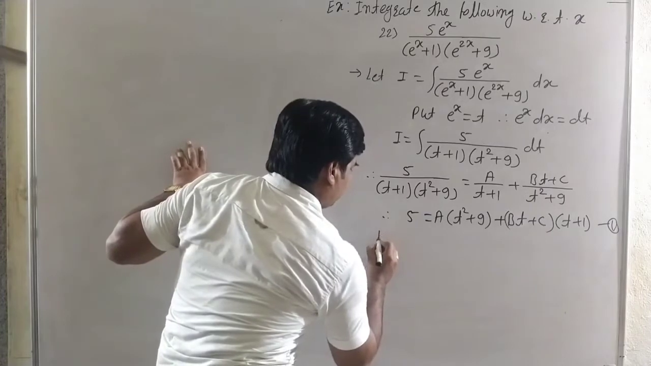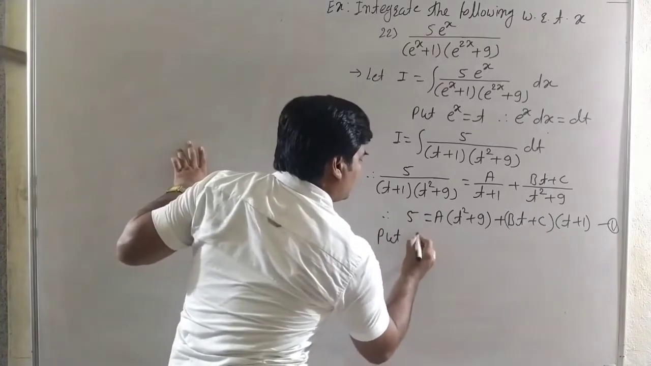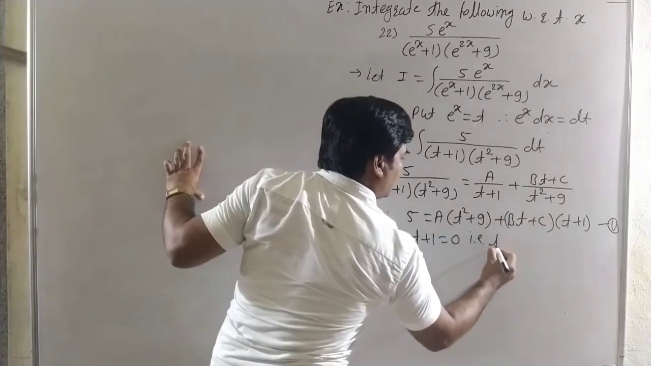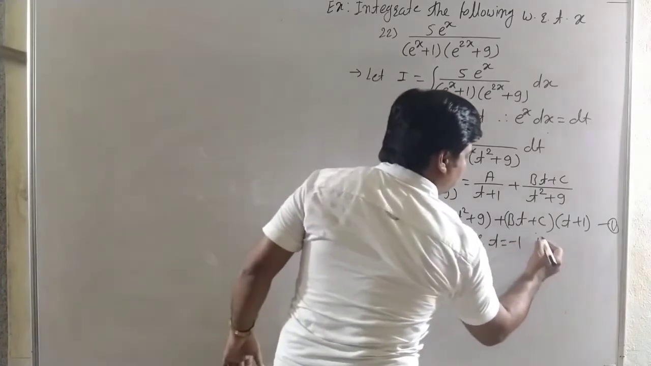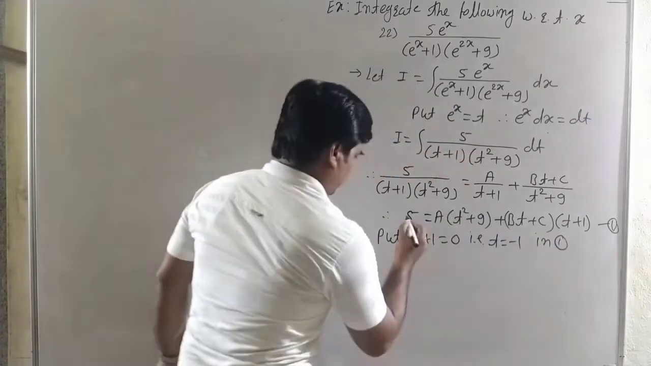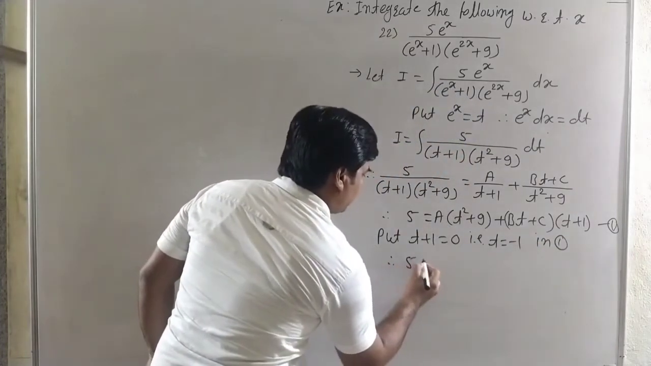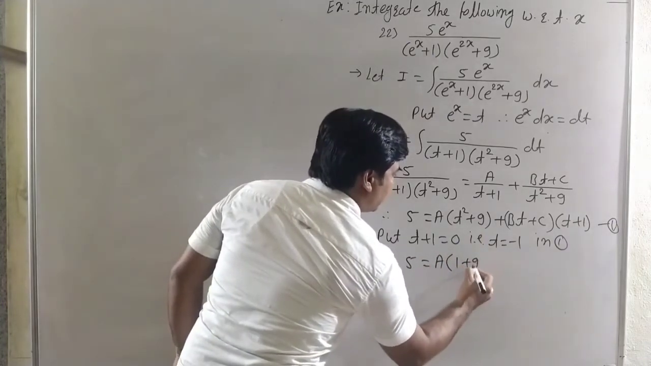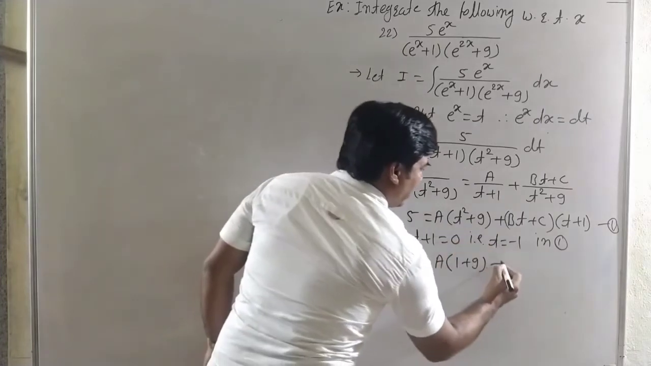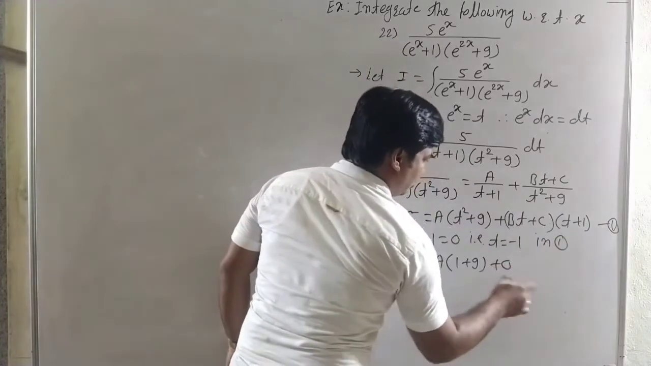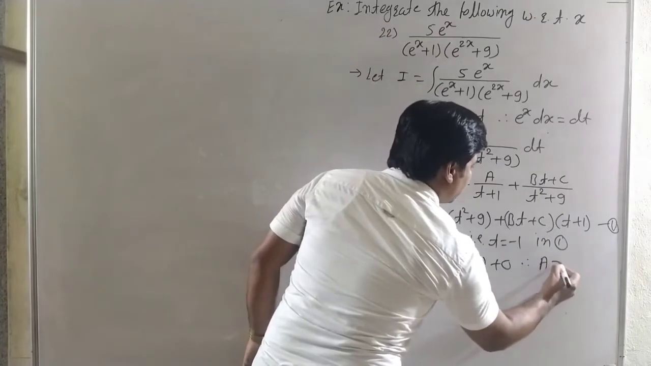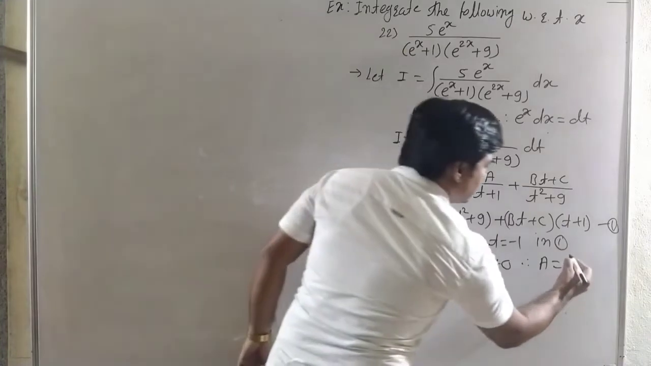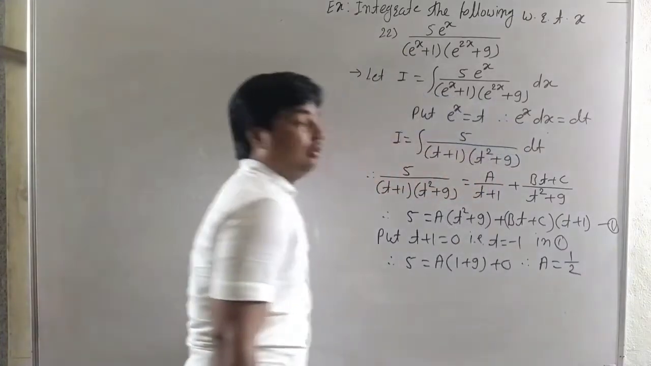Here put t + 1 equal to 0, that is t equal to minus 1, in equation number 1, and therefore 5 is equal to A into (minus 1) squared plus 9, that is 1 plus 9, plus 0 for the (t + 1) term. Therefore 5 is equal to 10A, that means A is equal to 1 by 2. It is the value of A.